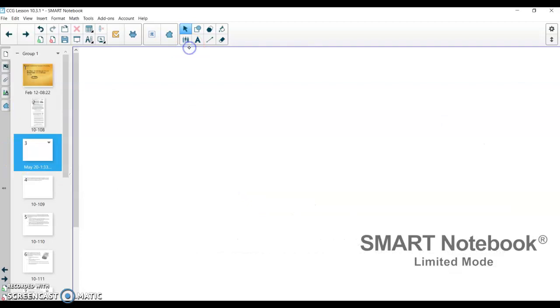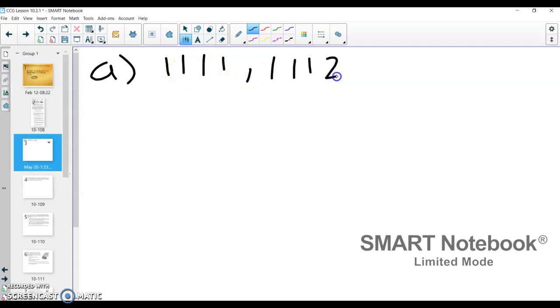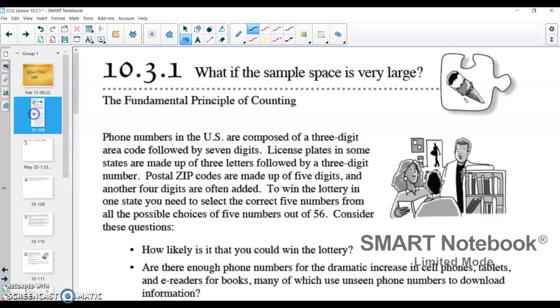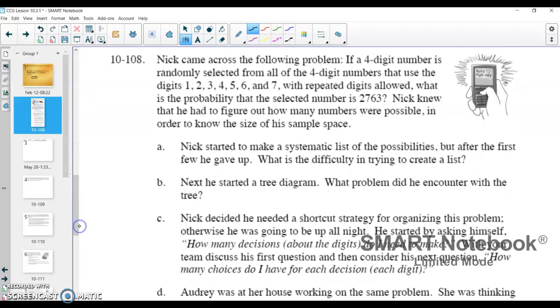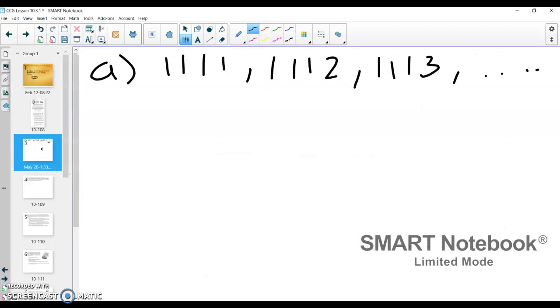I'm going to go to this page, and let's look at what it would take to create a systematic list of all the numbers. We would have to start with 1, 1, 1, 1, then we'd have to do 1, 1, 1, 2, then 1, 1, 1, 3, and we could keep going with that pattern for a very, very long time, and the list is just too long. So if I'm going to address why Nick gave up, or what the difficulty is, it's just too long.